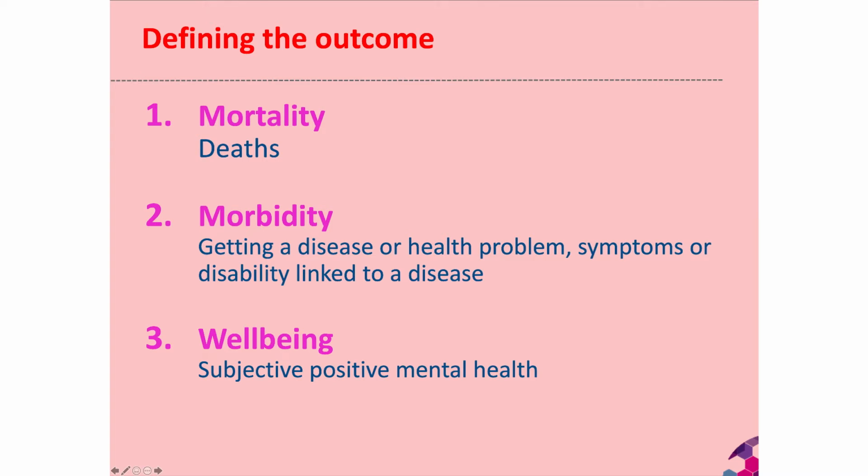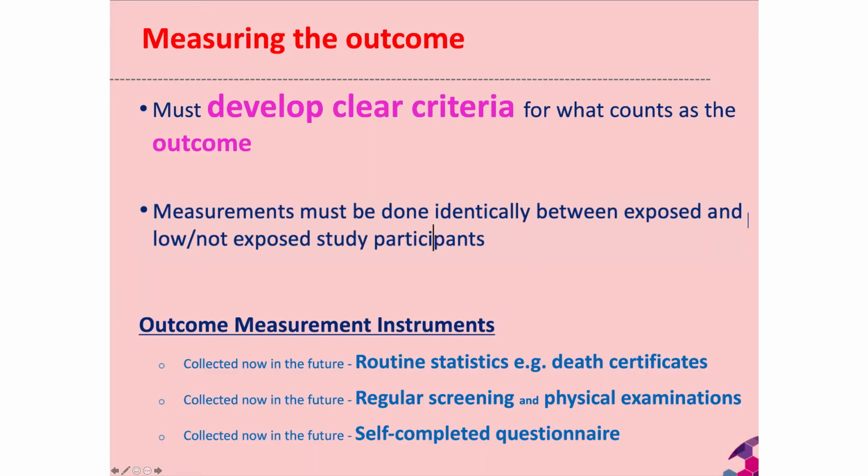What kinds of outcomes can we look at in cohort studies? We can look at mortality, deaths. We can look at morbidity, whether someone gets a disease or health problem, or gets the symptoms or disability that is linked to a disease or health problem. And we can look at positive health, such as well-being. Again, we must develop clear criteria of what counts as the outcome, and measurements must be done identically between the exposed and the low or not exposed study participants.